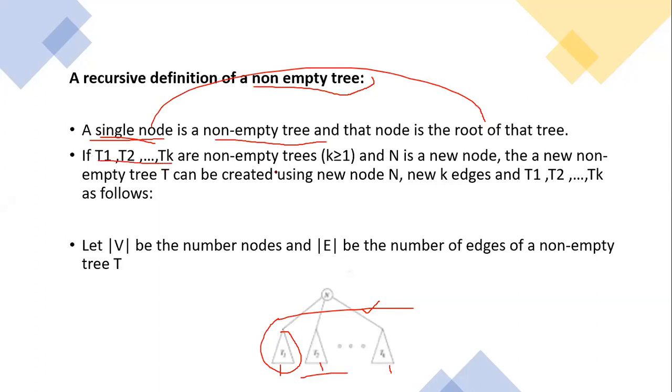We have more trees, meaning with the non-empty tree we have more nodes, n1, n2, n3, like that. How can we create a new tree? With the help of a new node and edges. With a new node and new edges, I can create a new tree. We can say this is the number of nodes, vertices, in the tree, denoted by this, and the number of edges of a non-empty tree. Okay, this is the recursive definition of a tree.